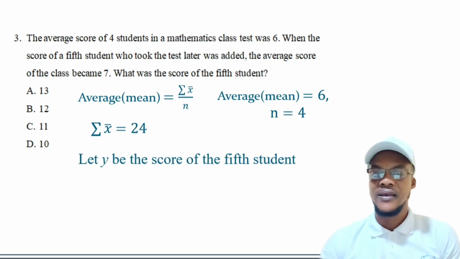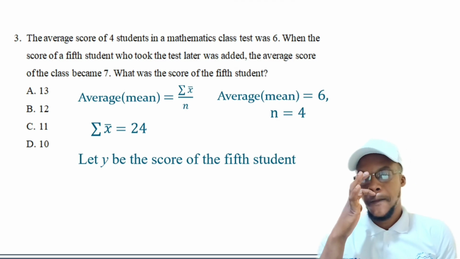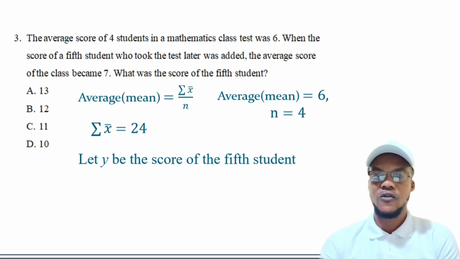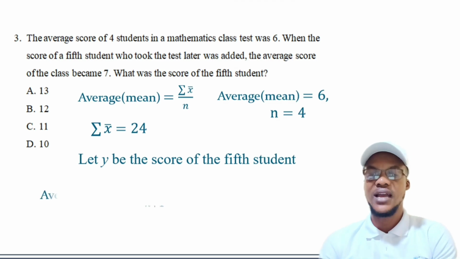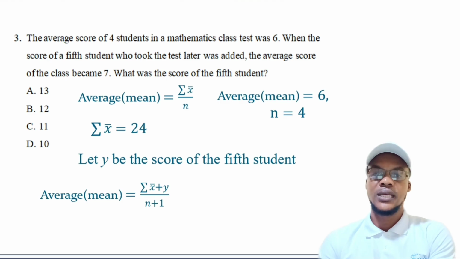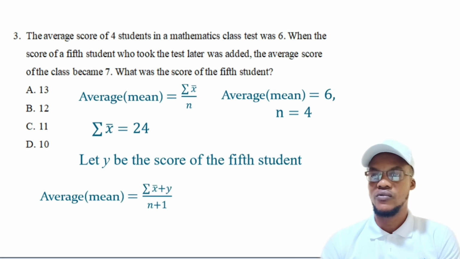Okay, so if that's the case, we can let y be the score of the fifth student, because we don't know his score, and that is what the question demands. Once we let y represent that, we can just add it to the 24 and divide. Meanwhile, we are given the average as 7. So it will be the sigma of the individual scores plus y, divided by n, which was 4, plus 1.